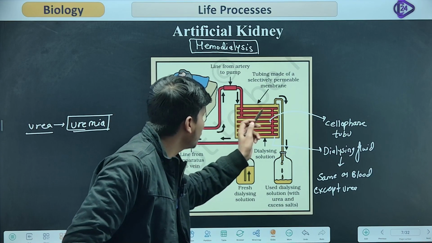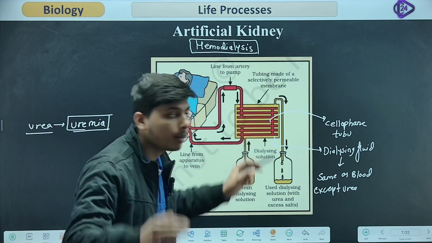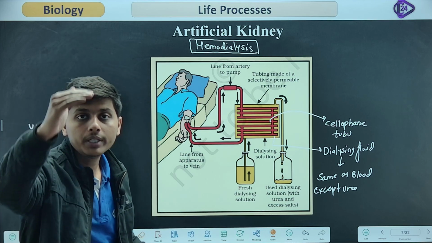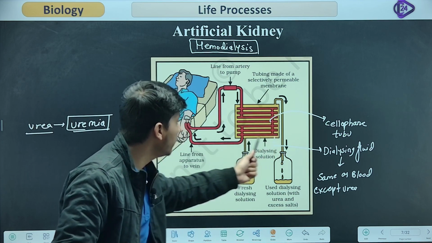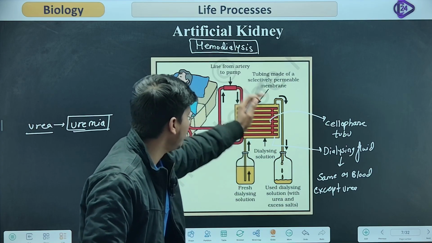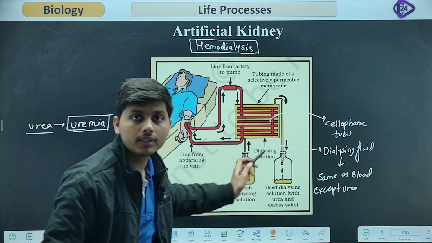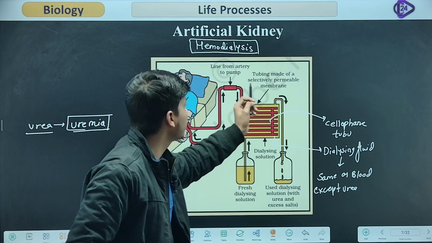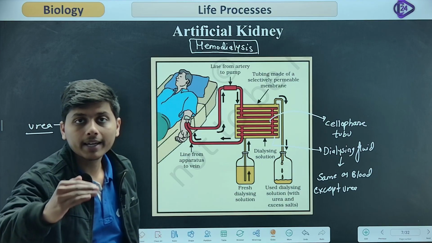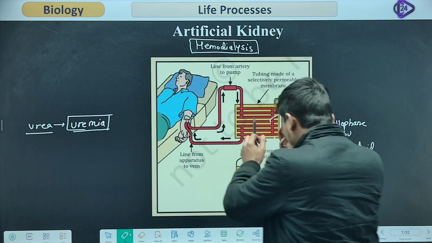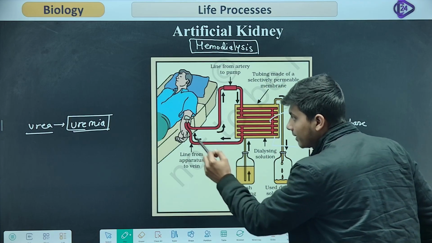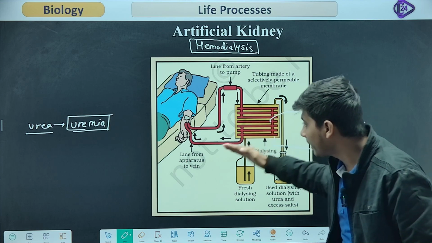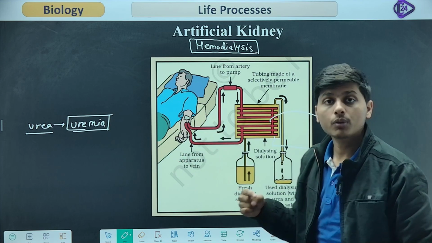So in this tube, the amount of urea is very high. In this fluid, the amount of urea is very low. From high to low, the urea gets diffused out into this dialyzing fluid, and the blood is filtered. The urea is removed from the blood by the process of simple diffusion, because this tube is a selectively permeable membrane. The filtered blood goes back into the patient by vein. The blood is taken out by the artery and returned via vein. Why? Because the blood pressure of the artery is very high.